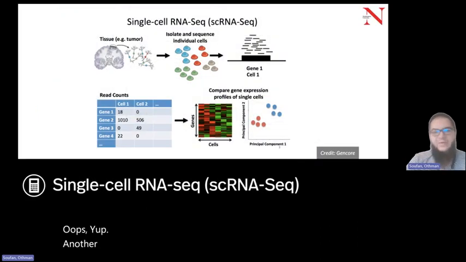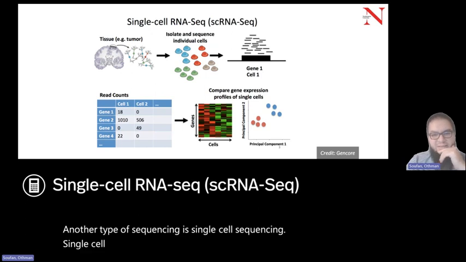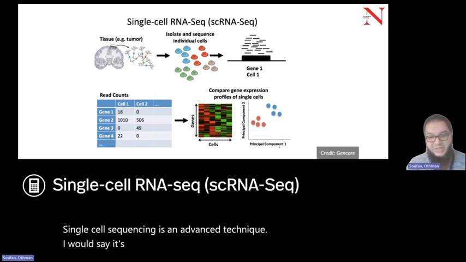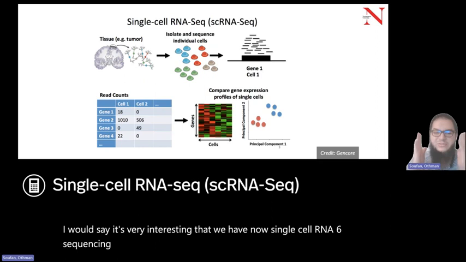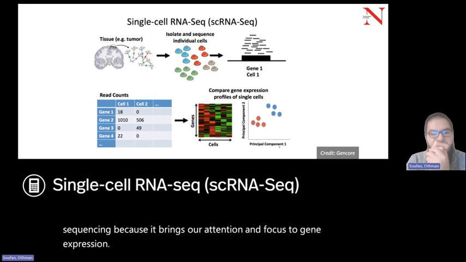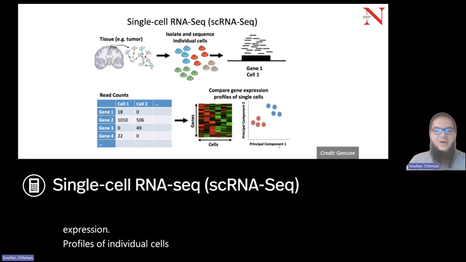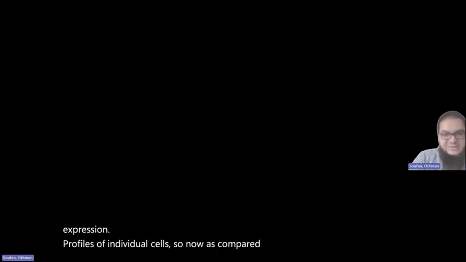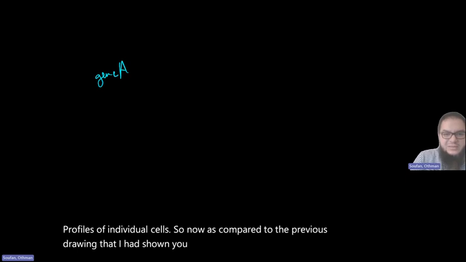Another type of sequencing is single-cell sequencing. Single-cell sequencing is an advanced technique. I would say it's very interesting that we have now single-cell RNA-seq sequencing because it brings our attention and focus to gene expression profiles of individual cells.